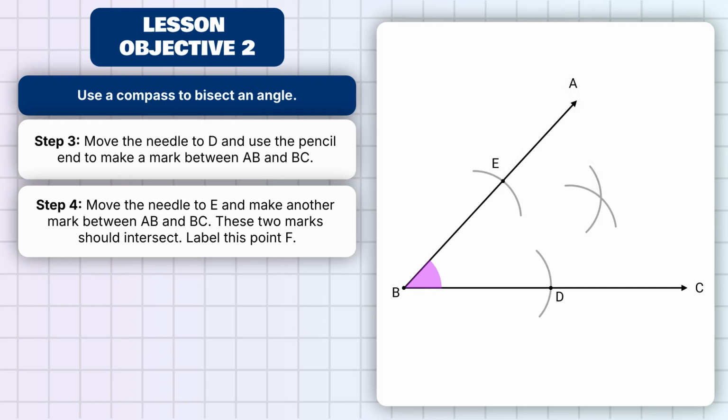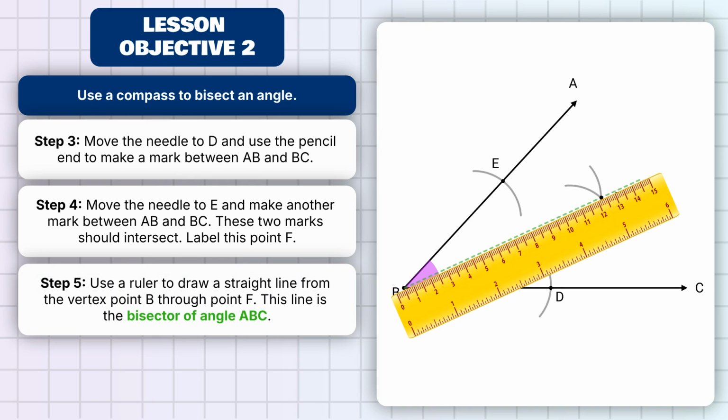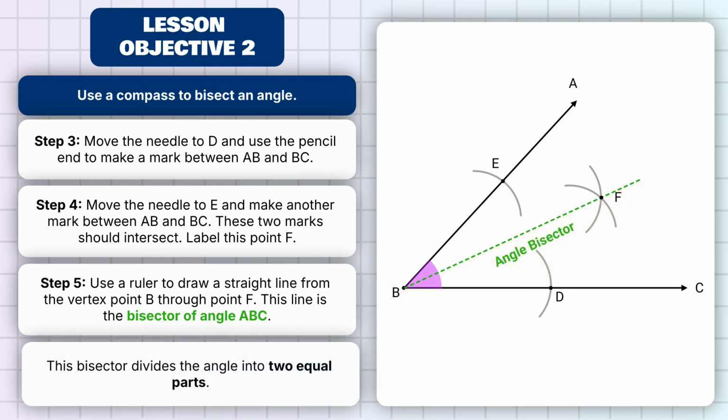The marks you made from points D and E should intersect. Let's call this intersection point F. Step 5 is our final step. Use a ruler to draw a line from the vertex point B through point F. This line is the bisector of angle ABC. It divides the angle into two equal parts.